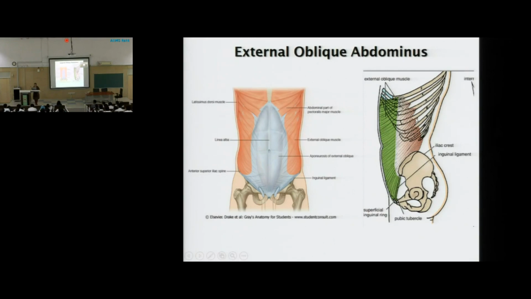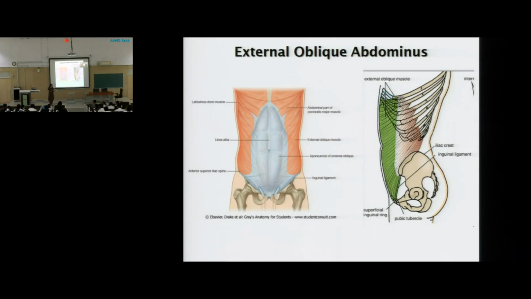So it is taking origin from the outer surface of the lower 8 ribs. It is also originating from the lumbar fascia, and it is also taking origin from the iliac crest. This is the iliac crest on either side. This iliac crest is divided into the ventral 2/3 segment and the dorsal 1/3 segment. When you appreciate the iliac crest, you will see that the ventral 2/3 segment has an outer lip, an inner lip and an intermediate area. But the posterior 1/3 segment has an outer sloping and an inner sloping, which make a crest-like structure.